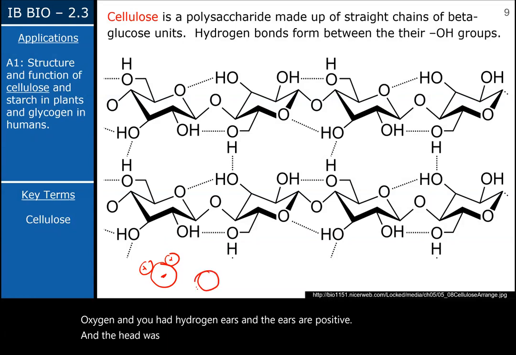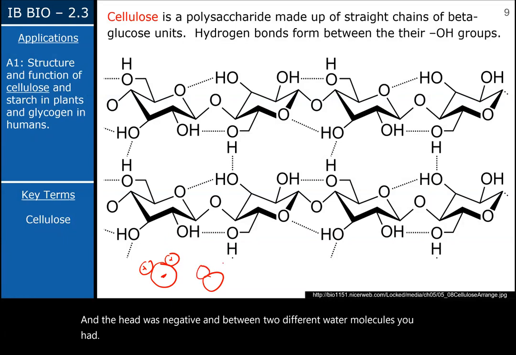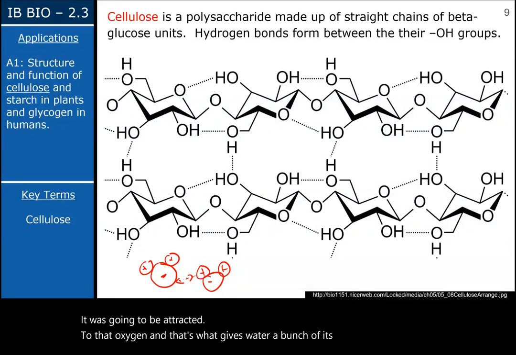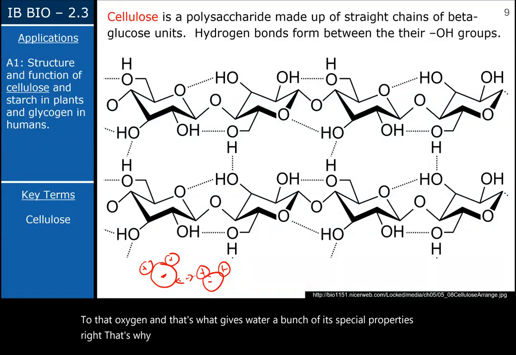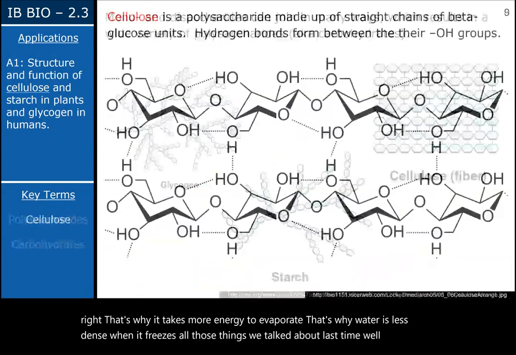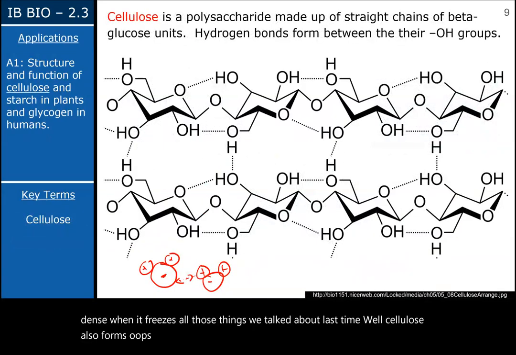And between two different water molecules, you had hydrogen bonding, right? So this hydrogen was going to be attracted to that oxygen. And that's what gives water a bunch of its special properties, right? That's why it takes more energy to evaporate. That's why water is less dense when it freezes. All those things we talked about last time. Well, cellulose also forms hydrogen bonds.